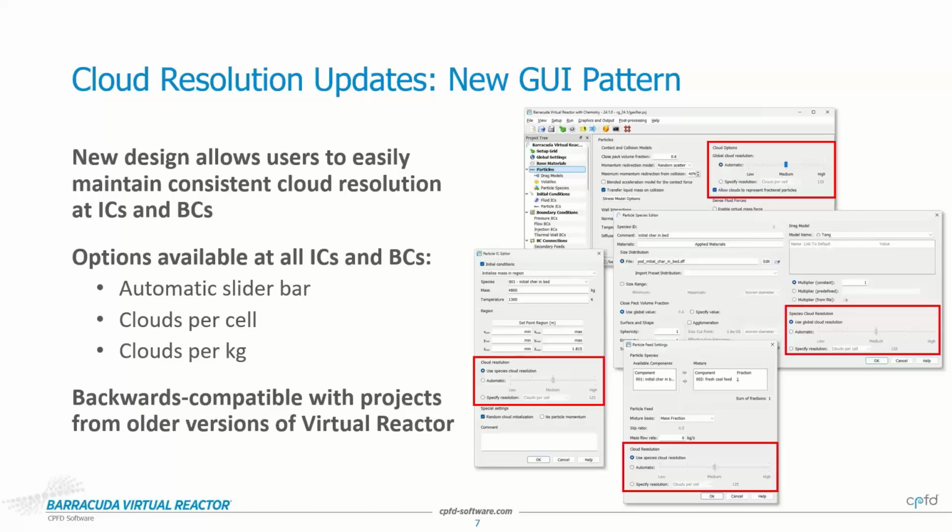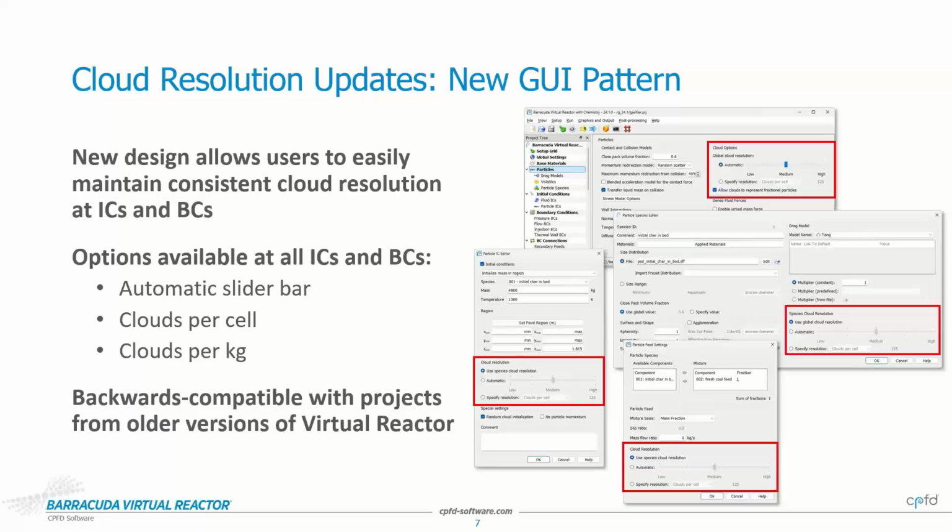One of the biggest changes users will see in this release is an updated approach for defining cloud resolution. Throughout the Barracuda GUI, the interface for setting cloud resolution has been made more consistent and, we hope, easier for people to use. An important motivator for implementing this new design is to allow consistent cloud resolution definitions across all ICs, which are initial conditions, and BCs, which are boundary conditions, in an easy to understand manner.